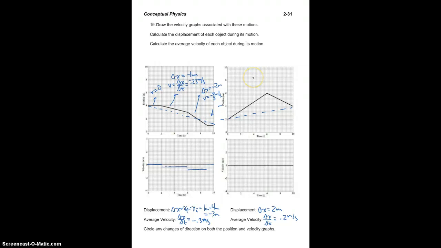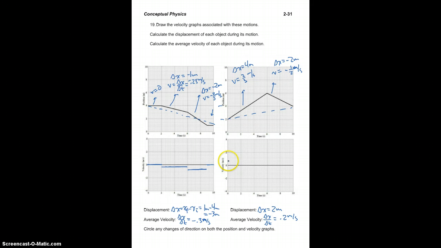Okay, in the next one we only have 2 slopes to calculate. So in this first section we have a delta x. We go from 2 to 6, so we have a delta x of 4 meters. The delta t is 6 seconds, so that'll be 2/3 meters per second. In this next one, the delta x is negative 2 meters, because we go from 6 meters to 4 meters. And the v is then negative 1/2 meter per second, because that takes place in 4 seconds.